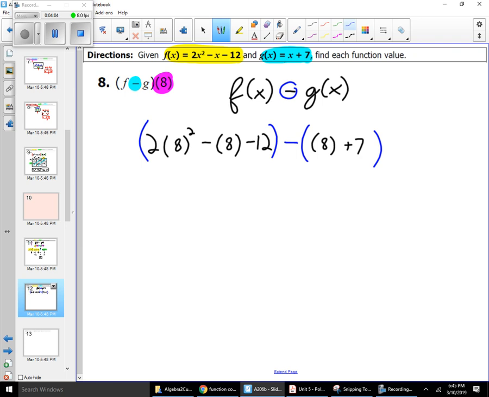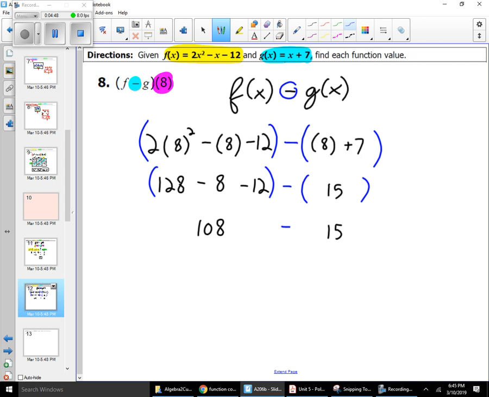So now we're evaluating f of x at 8. Well, 8 squared, that's going to be 64. Multiply that by 2, and we get 128. The opposite of 8 is -8, and that -12 is just along for the ride. So 128, take away 8, that gives us 120. Take away 12 more is 108. Jumping over to the right side of this expression here, we have 8 plus 7. Well, 8 plus 7 is just 15. So really all we're doing here is taking 108 and subtracting 15.